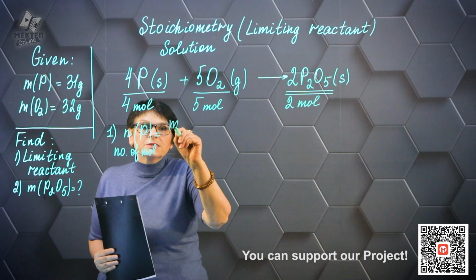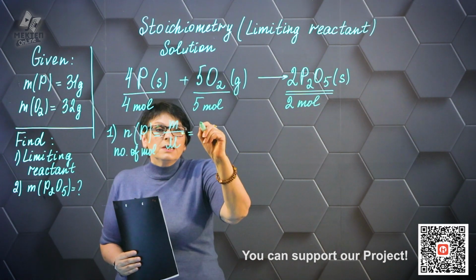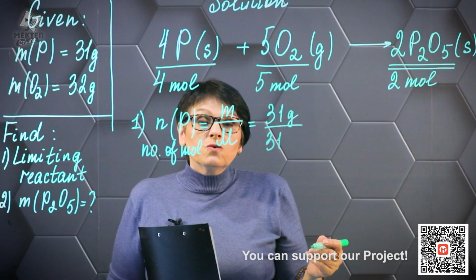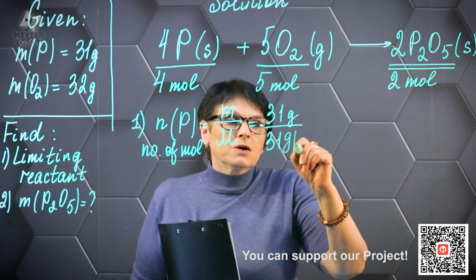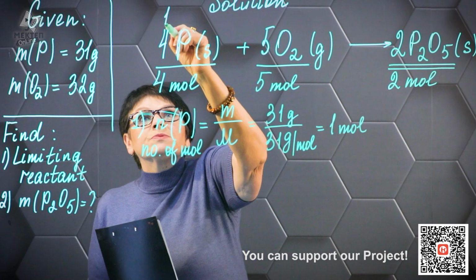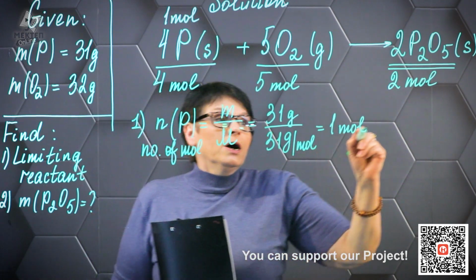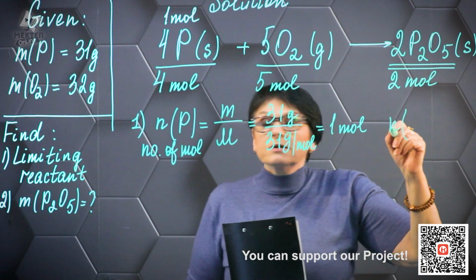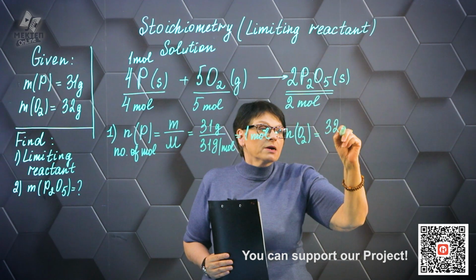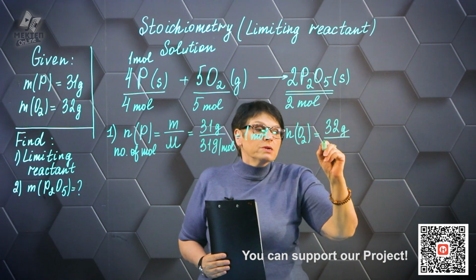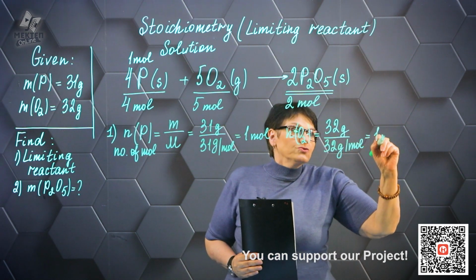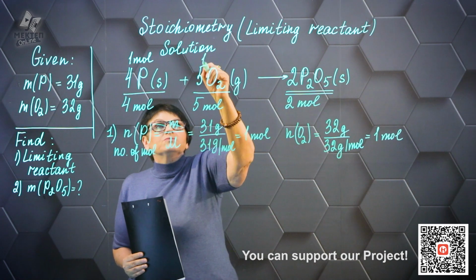And in this case, the mass is divided by the molar mass. For phosphorus, it will be 31 grams divided by 31, because phosphorus, according to the periodic table, has exactly this mass, and so we will have 1 mole of phosphorus according to the condition of our task. In the same way, let's calculate the moles for oxygen. It will be 32 grams divided by the molar mass of oxygen, which is 32 grams per mole. So that's 1 mole. Let's write this here.